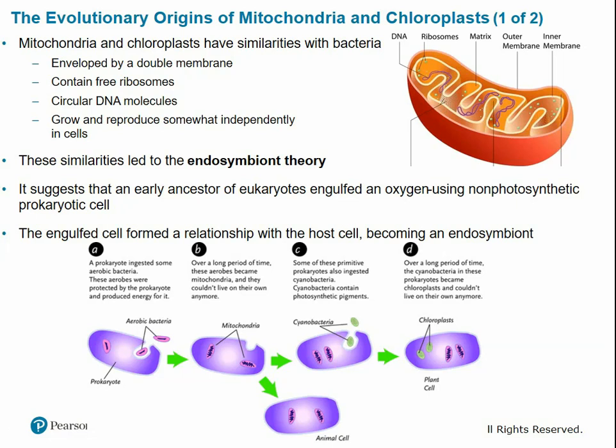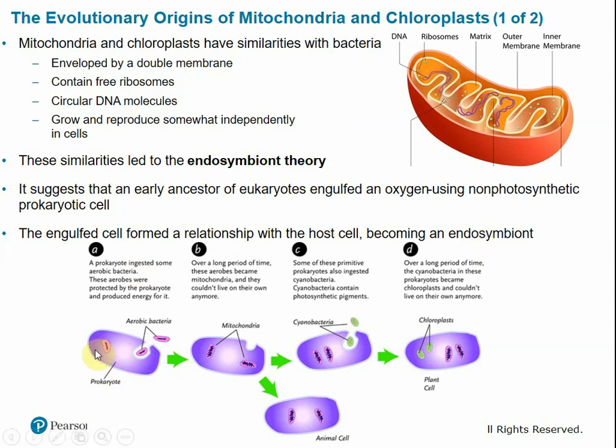So cells are able to make more mitochondria or chloroplasts as needed. So these similarities led to what's called the endosymbiotic theory of eukaryotic evolution, which basically suggests that a very early ancestor of eukaryotes engulfed a smaller oxygen metabolizing prokaryotic cell. And over a long period of time, they became dependent on one another and formed a symbiotic relationship. They could no longer live independently, becoming an endosymbiont.